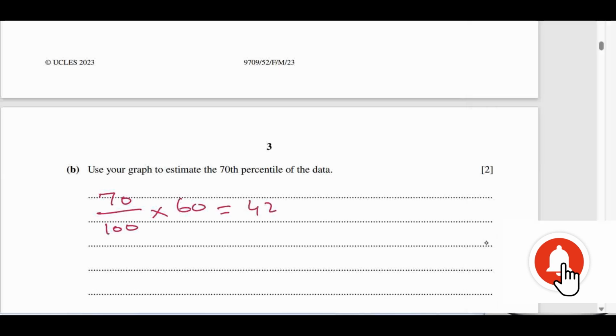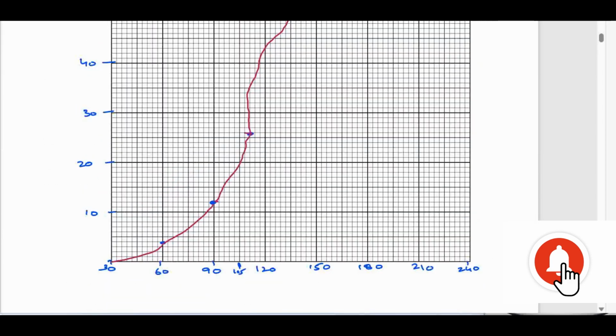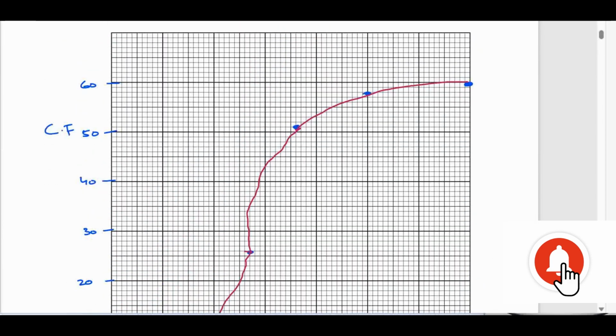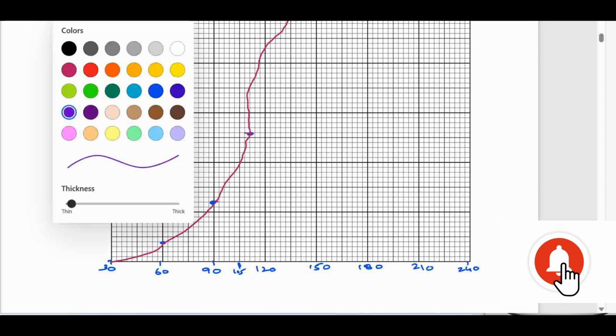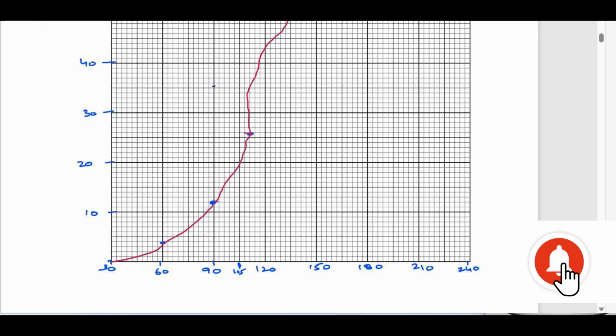So it means that we have to see at 42 what is the value. At 42 we have to see the corresponding value. So using the graph, at 42 what do you get? So at 42 this will be the point. Let me change the color first. So this will be the point of 42. We have to see the corresponding value at 42. So here it is.